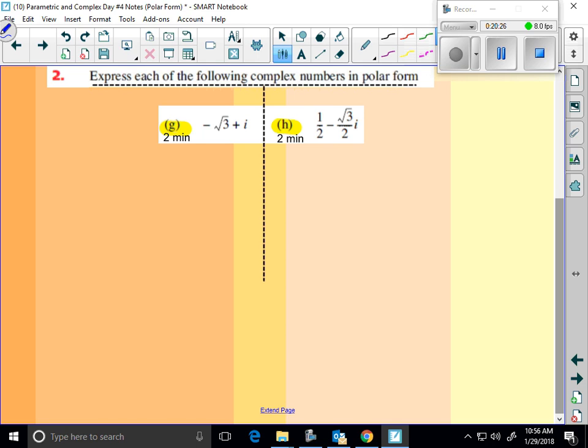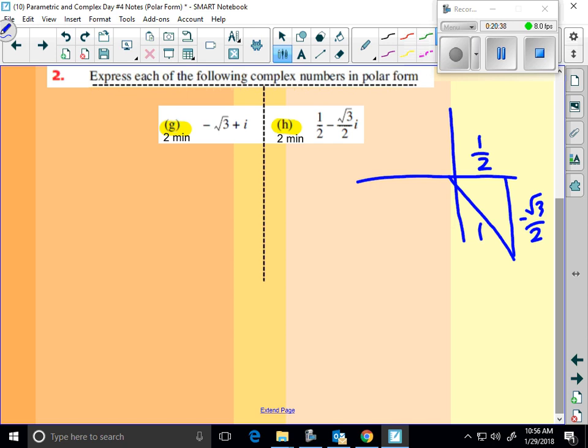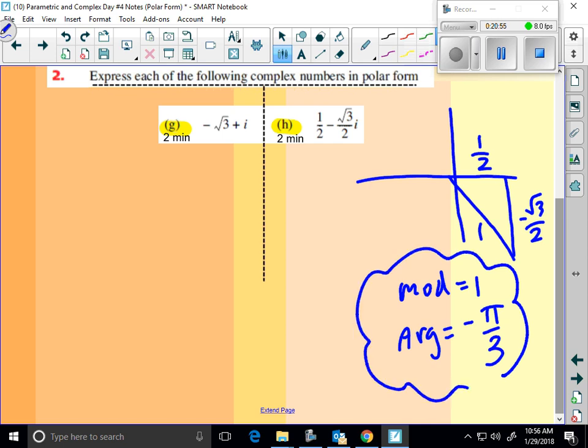Okay. Which quadrant are we in? 4. Good. 1/2 over here. Negative root 3 over 2 over here. Please tell me you all know what the modulus will be. 1. Good. Modulus will equal 1. That's unit circle. That's our life. Argument. Negative what? Pi over 3. Good. There we go. This should be cash money in the bank.